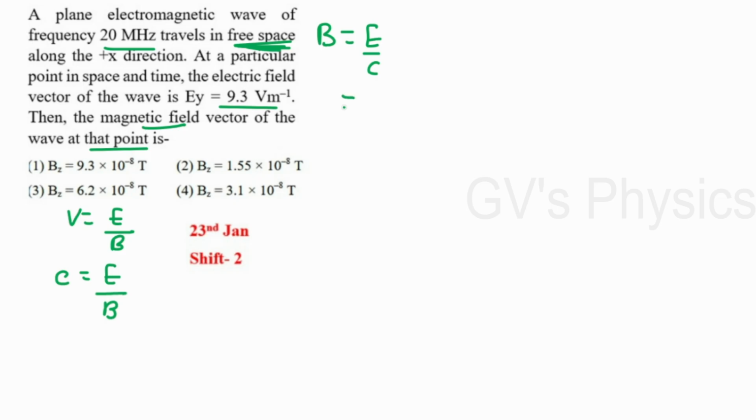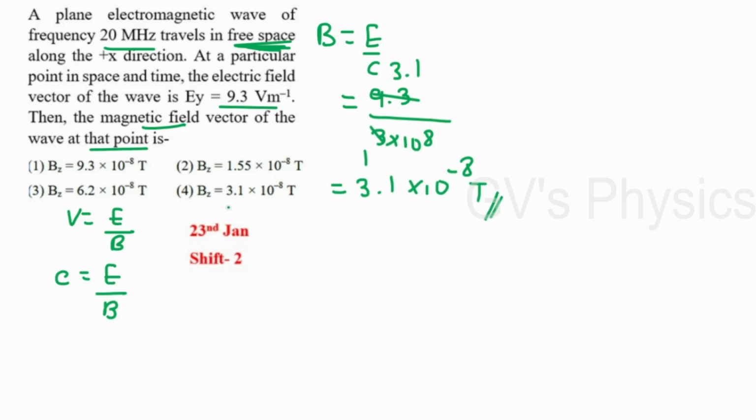Now we will substitute the values. In place of E, we can substitute 9.3, and C is the velocity of light in air or vacuum, which is 3 into 10 power 8. If you calculate, this will become 3.1. So the answer is 3.1 into 10 power minus 8 Tesla. We'll check the options. Option 4 is the right answer.